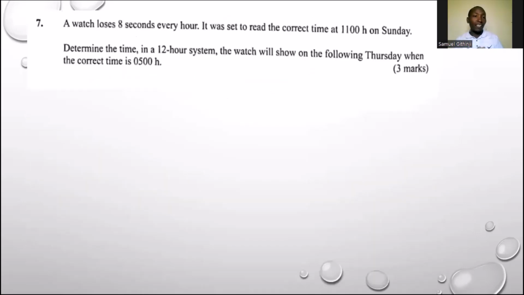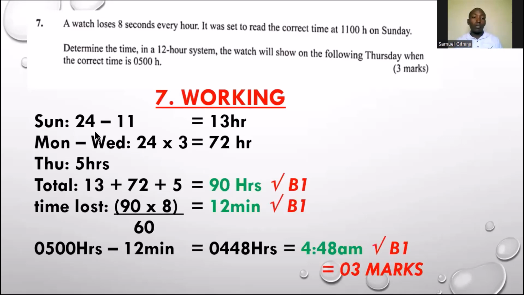Okay, number 7. A watch loses 8 seconds every 1 hour. It was set to read correct at 11 hours on Sunday. Determine the time in 12-hour clock system that the watch will show the following Thursday when the correct time is 5:00 hours. Well, these are questions similar to a question I had posted here. And this is how the student was to do the question. Now, on Sunday, we are given that this clock was set correctly on Sunday at 11.